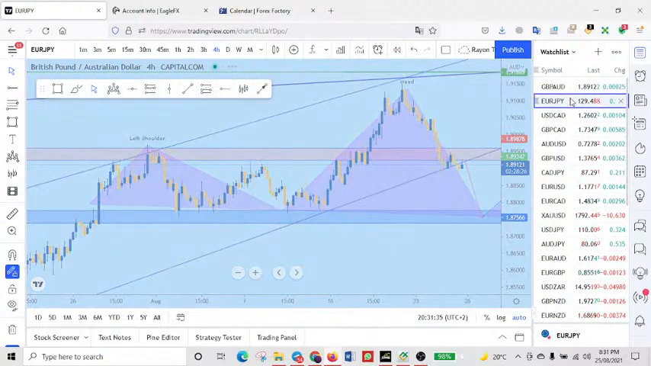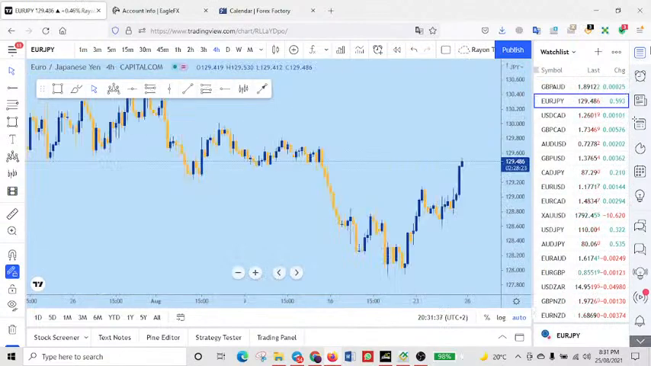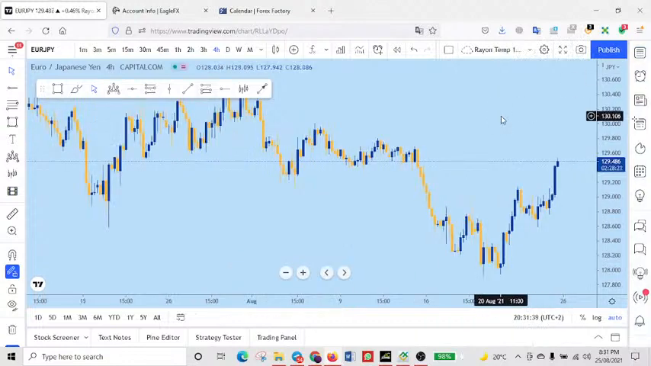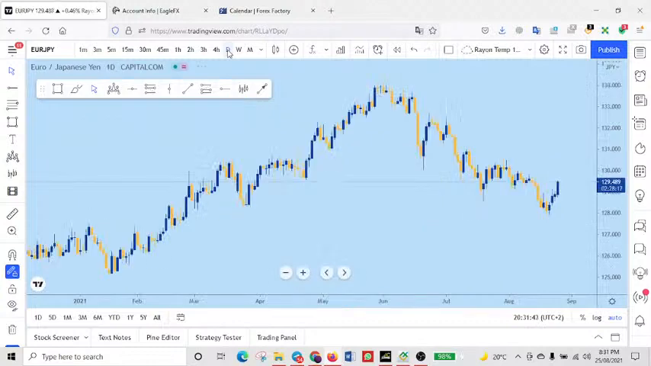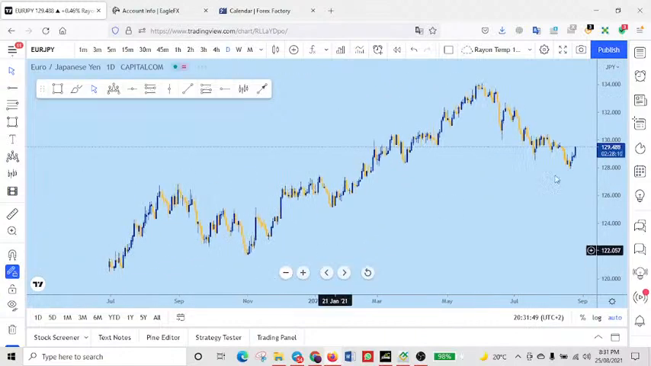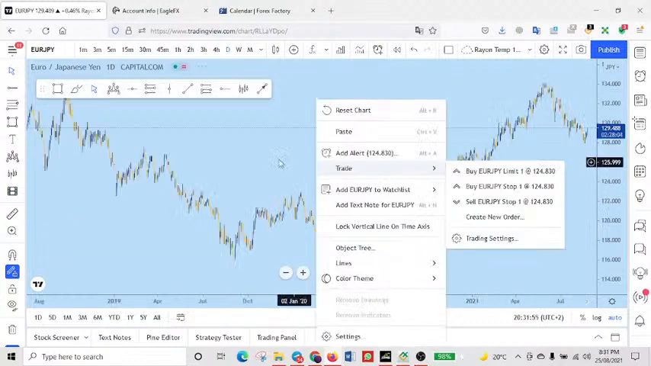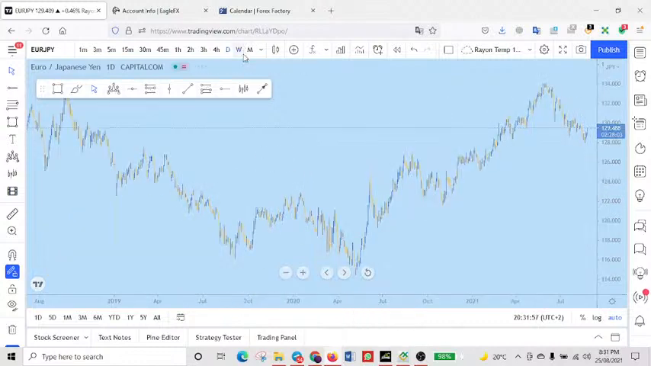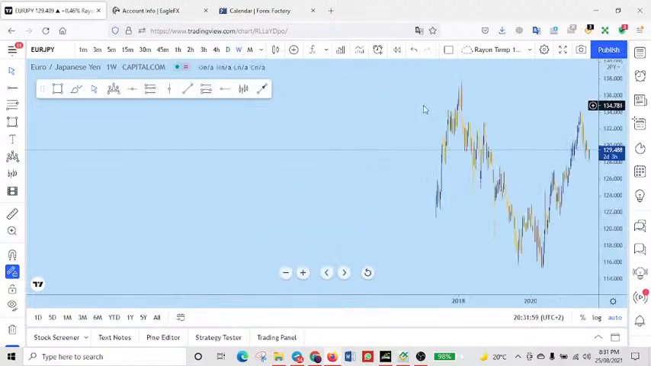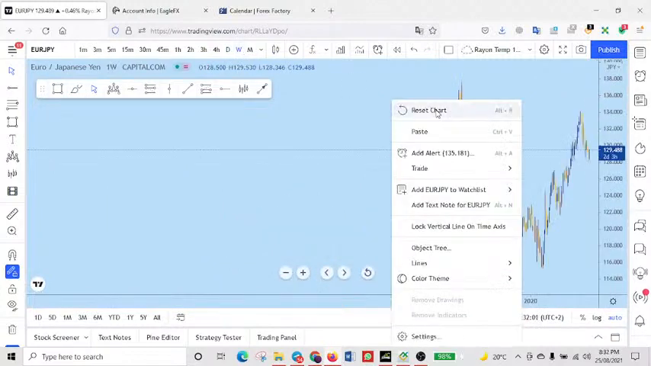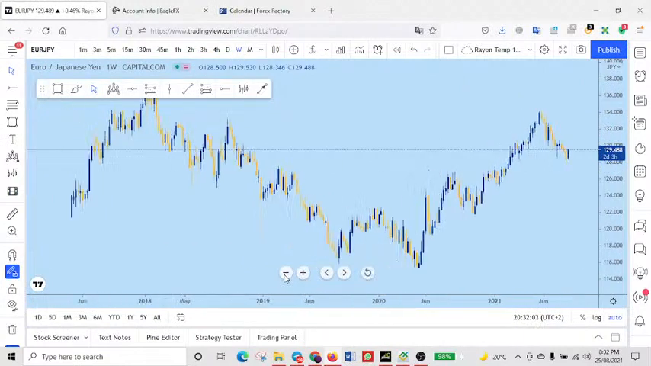Euro JPY. Okay, Euro JPY has been pushing up for quite some time now. The reason is that JPY is weak and Euro is strong. If you look at the JPY and Euro index, you see that Euro is strong and JPY is weak. That's why it's pushing up like this. Okay guys, now let's go to our normal routine. We do our top-down analysis and see what is happening in the market right now.